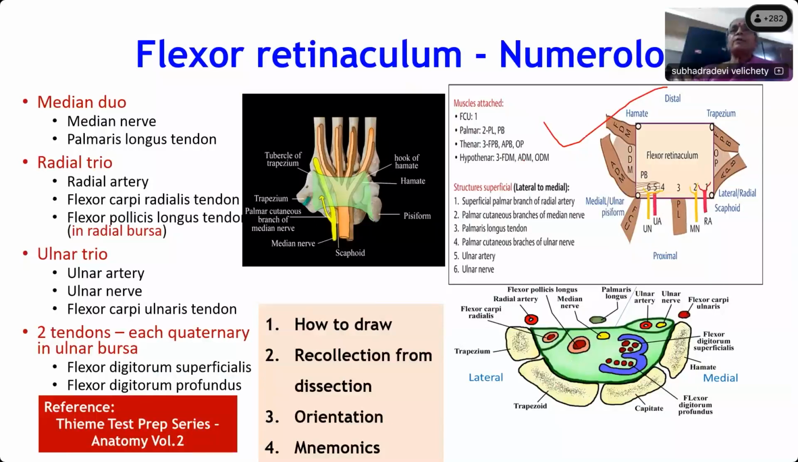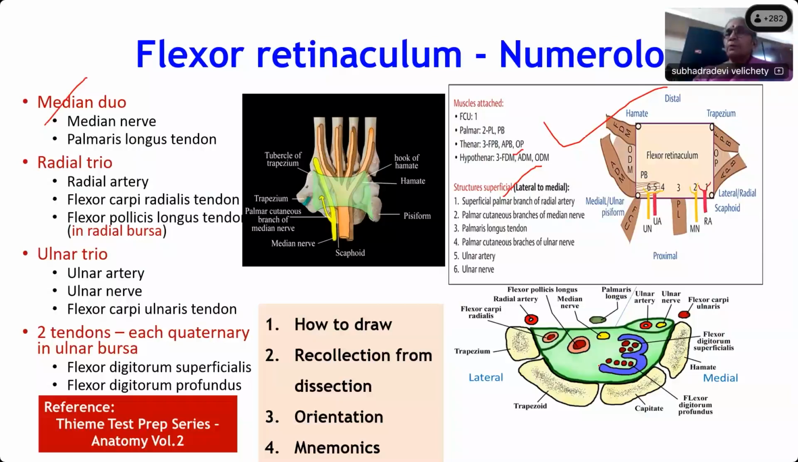But you can get the mnemonics and how they have to be arranged from lateral to medial, from structures superficial, and what are the muscles attached. Those things you can see. And there is a mnemonic also which you can note down: median duo, radial trio. That means in the midline and radial side, and ulnar side also trio, and 2 tendons each, quaternary in ulnar bursa. So in this one, this is the one they are mentioning, and this will help you.